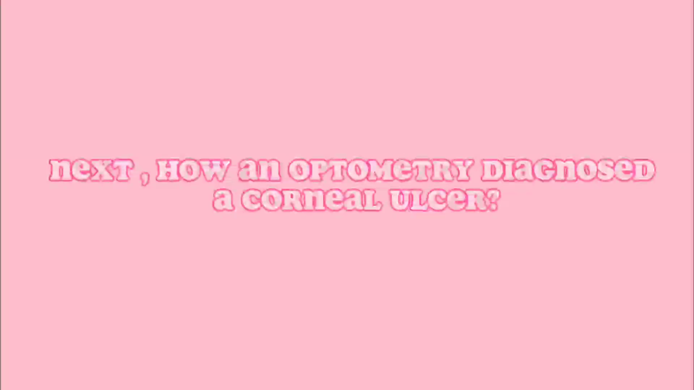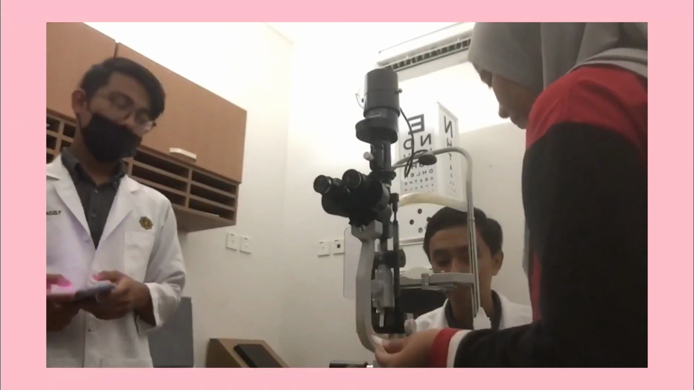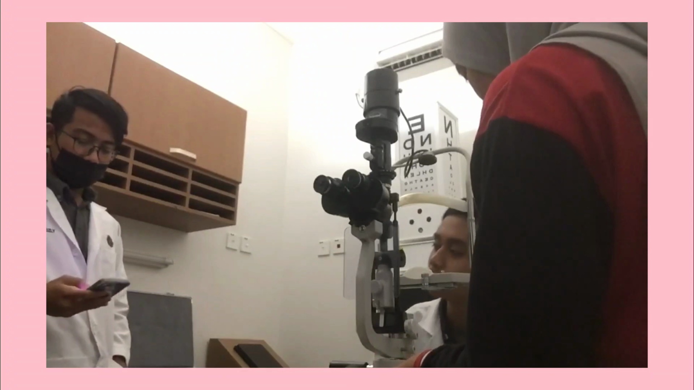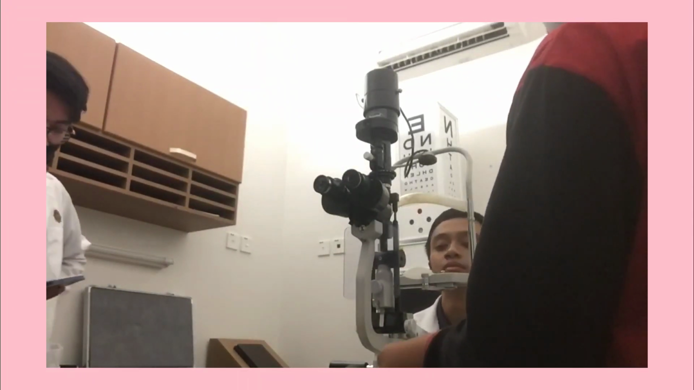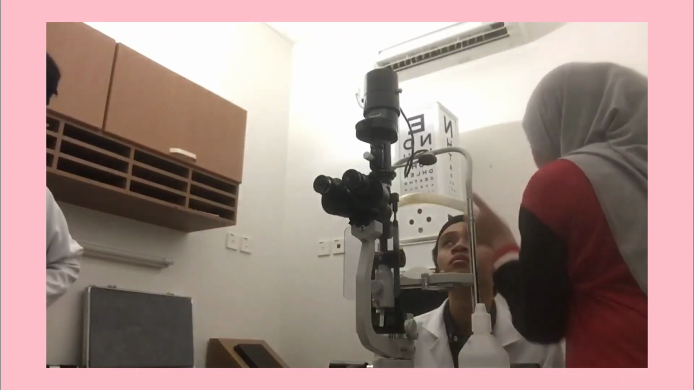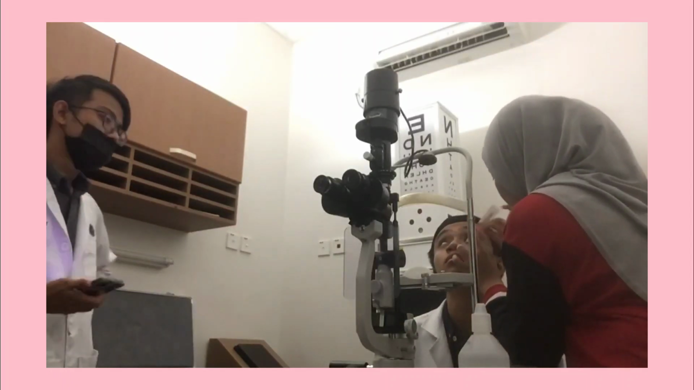Okay, next is how an optometrist diagnoses a corneal ulcer. So first, when you come to the clinic, they will do history taking and then they will do a slit lamp test, where they will put fluorescein into your eyes, just like in this video.